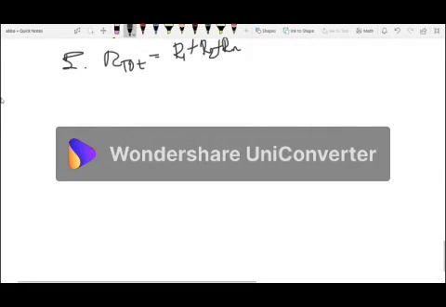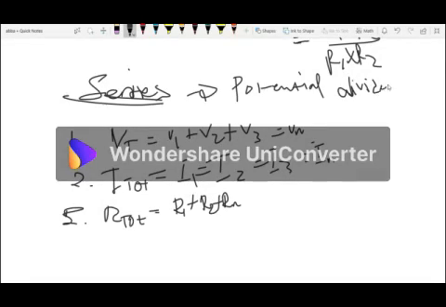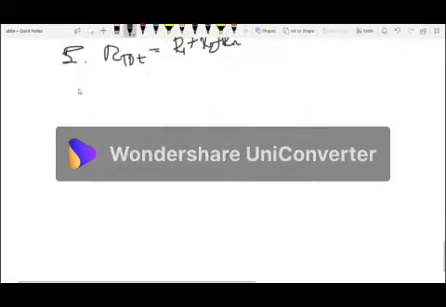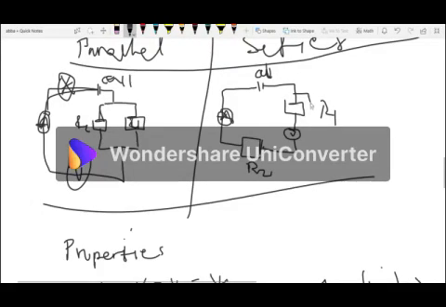So now basically these are called potential dividers, meaning that the potential difference divides in series form, right? The potential difference in this resistor is not the same as the potential difference in this one. Now this plus this will give you this potential difference here.